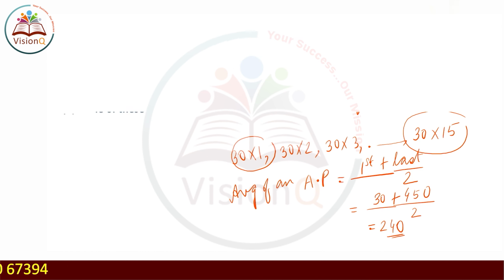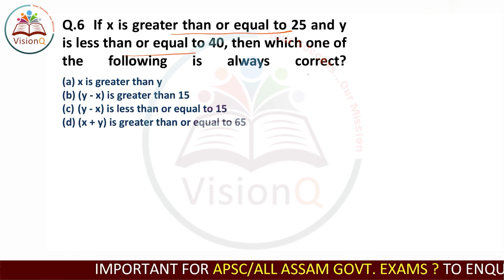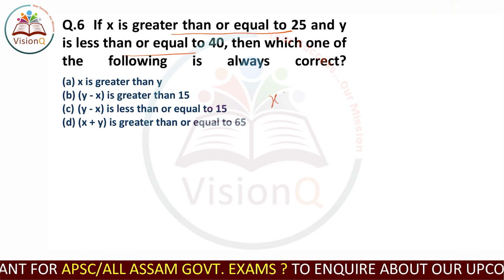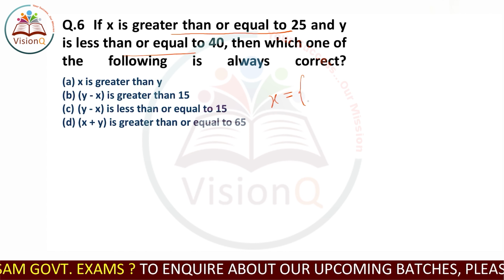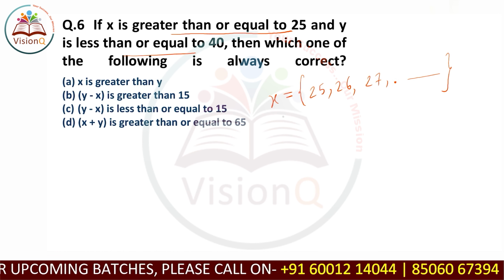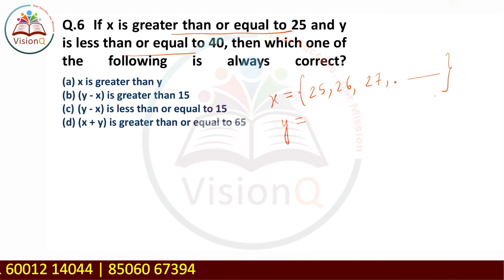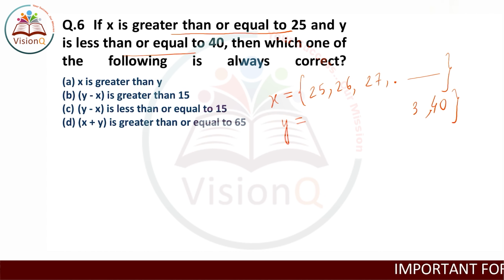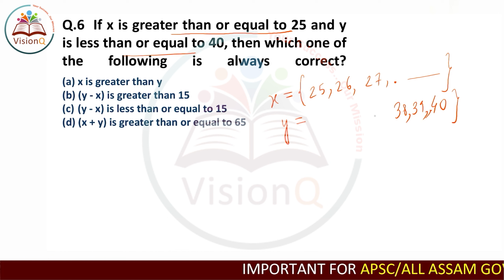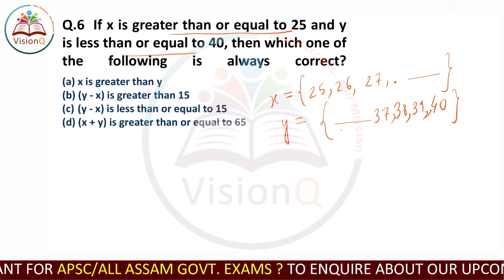So the next question will be question number 6. If x is greater than or equal to 25 and y is less than or equal to 40, which of the following is always correct? So x is greater than or equal to 25. That means x can take values starting from 25, 26, 27 and so on. And y is less than or equal to 40. So the highest value of y is 40. It can take a value either equal to 40 or less than 40, maybe 39, maybe 38, 37 and so on. So it is asked to find which of the following is always correct.